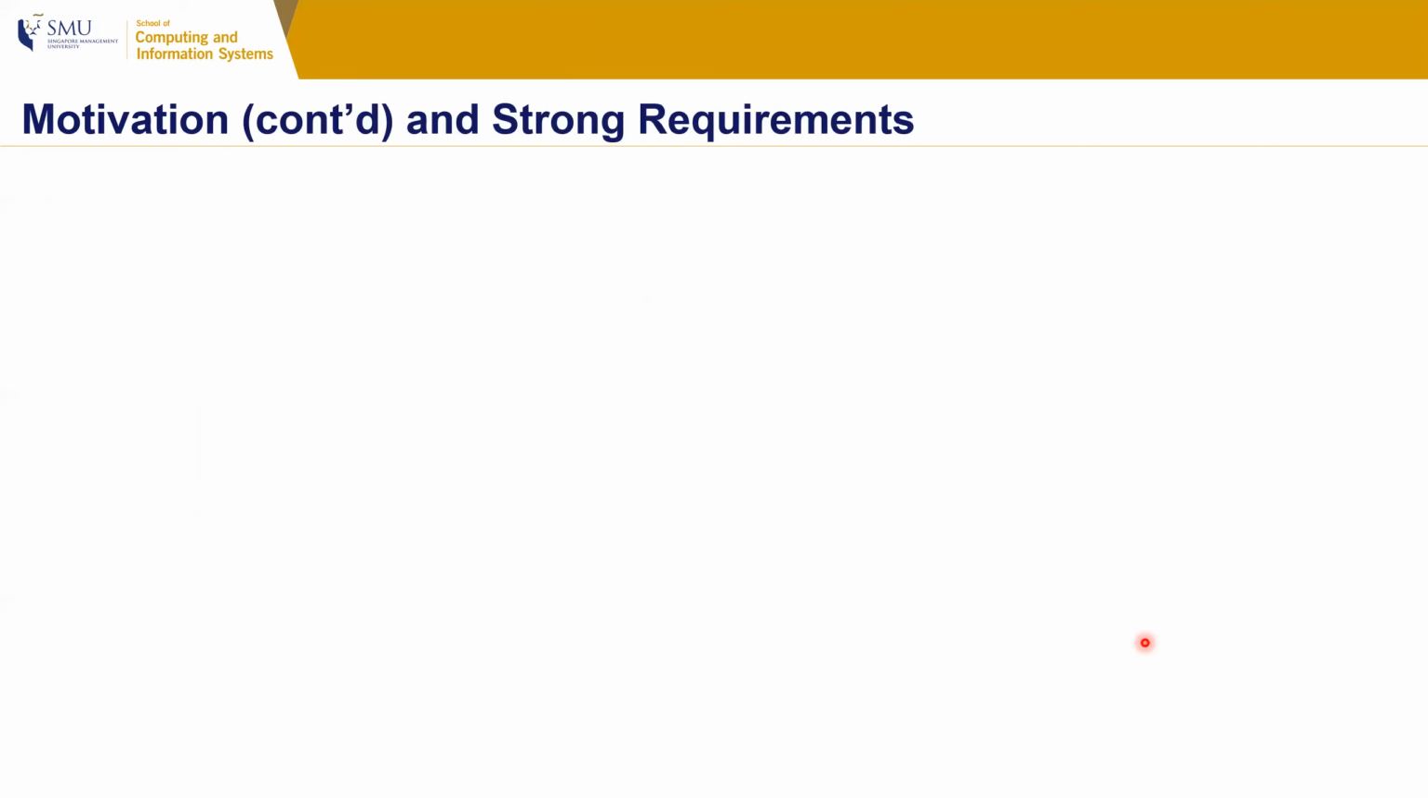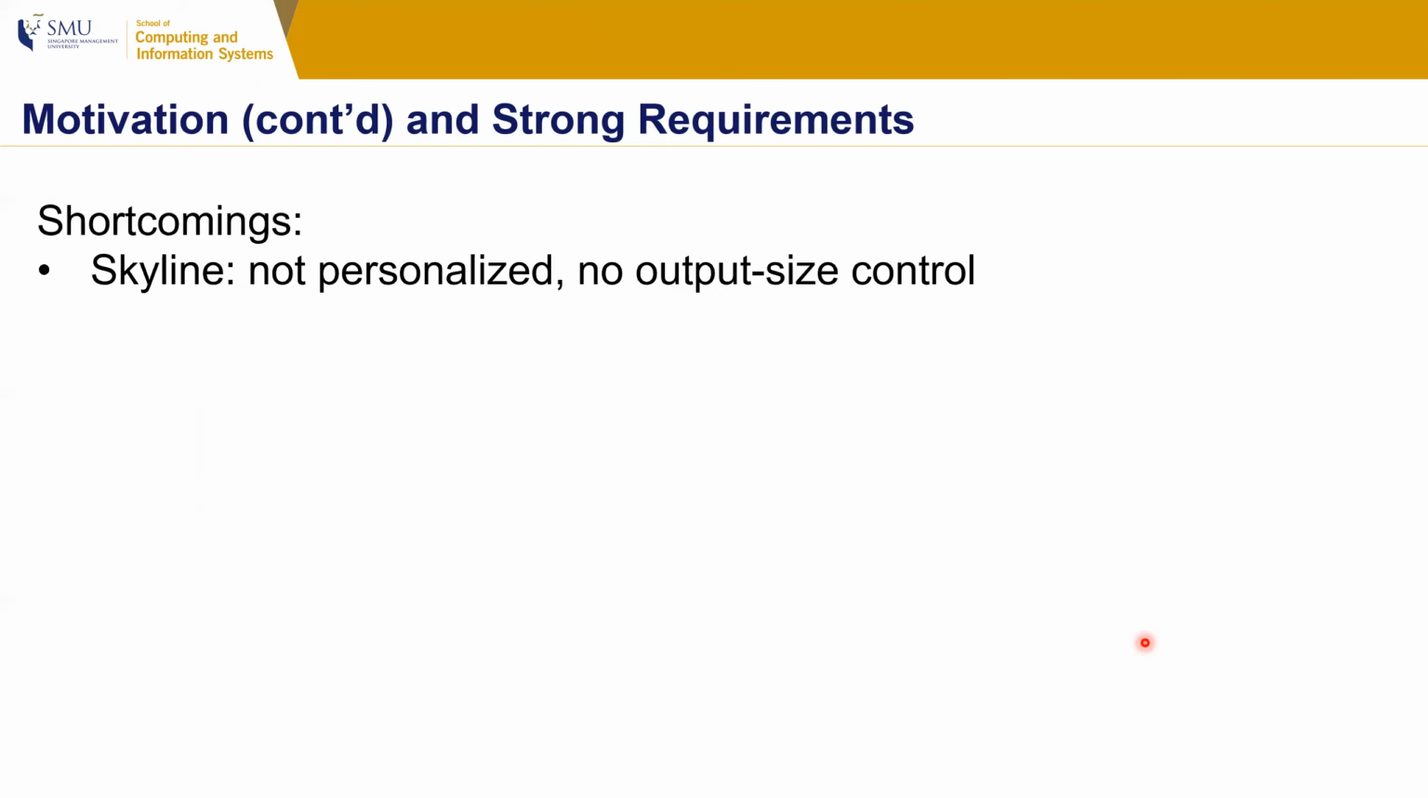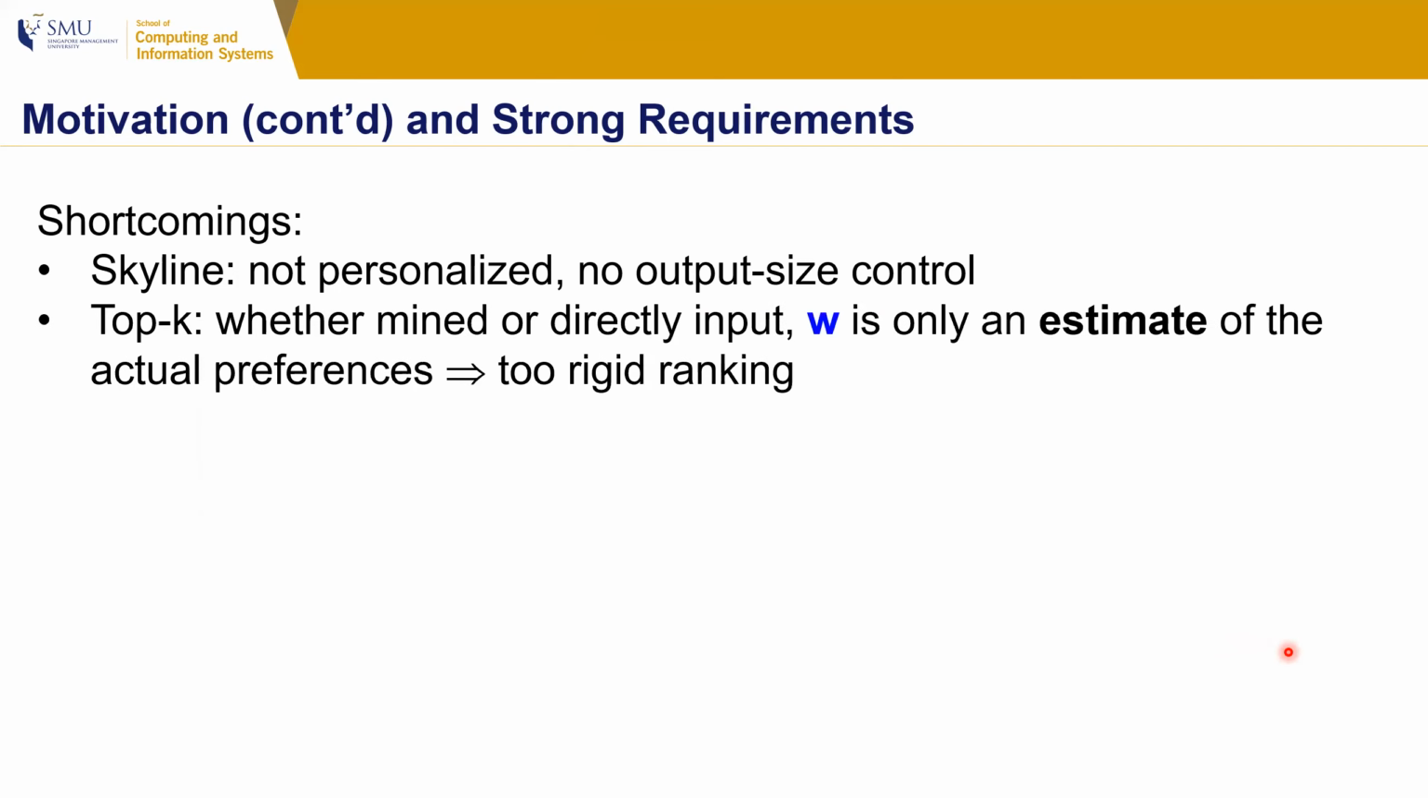Now, both these paradigms have some shortcomings. When it comes to the skyline, first of all, it is not personalized. This means that every user is going to receive the same skyline records. The second thing is that we don't have any control over the size of the skyline. When it comes to the top K query, the weak point is that the input preference vector W, whether it is directly input by the user or mined with some preference learning technique, is just an estimate of the actual preferences of the user. However, this standard top K query is too rigid in its ranking with regard to the input preference vector W.